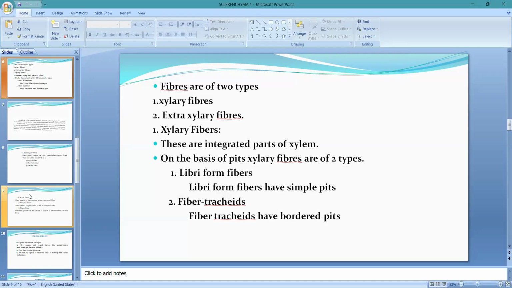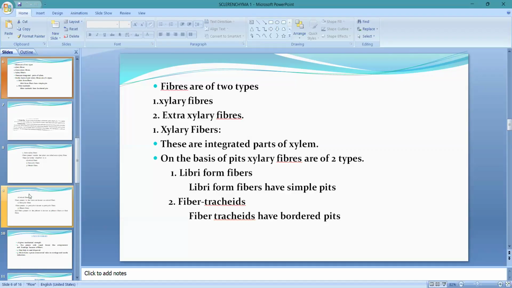Those located in the periphery of the vascular cylinder are called perivascular fibers. Examples: Aristolochia, Helianthus, and Cucurbita. Please note down these examples. Cortical fibers, example: grasses and palms.